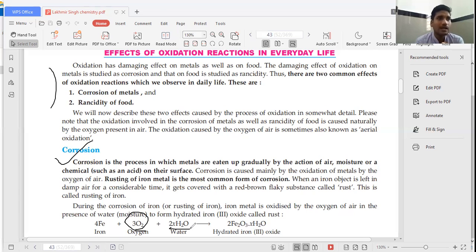Iron 3 oxide means here the valency of iron is 3. Sorry, I must say here the oxidation state of iron is 3. That means iron has lost 3 electrons. All right. Yes, this is the required reaction for your rusting of iron. Let's move forward.